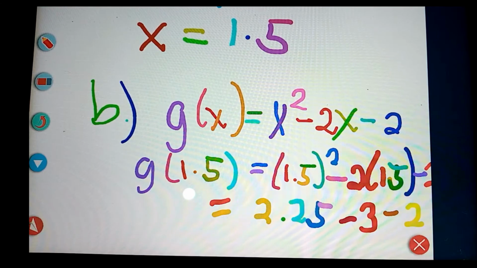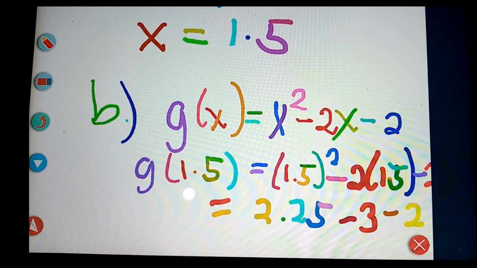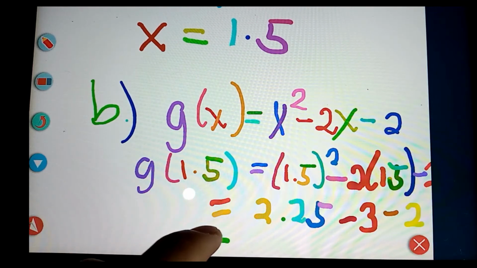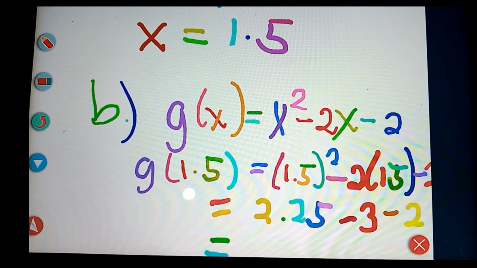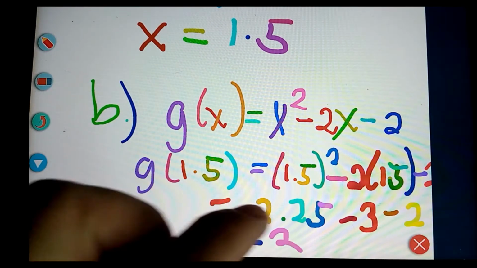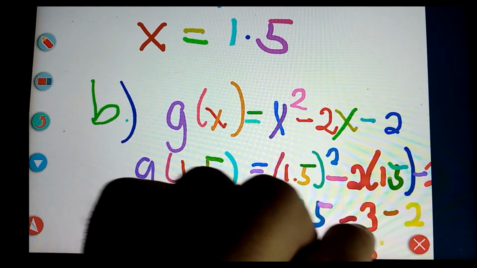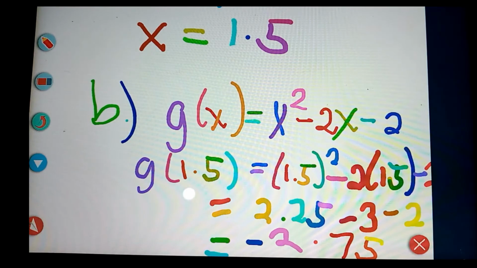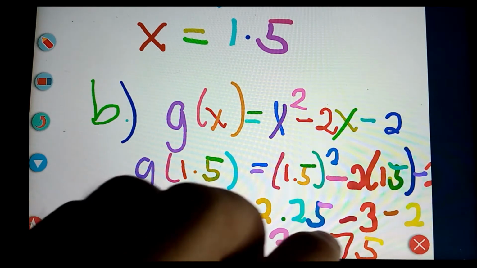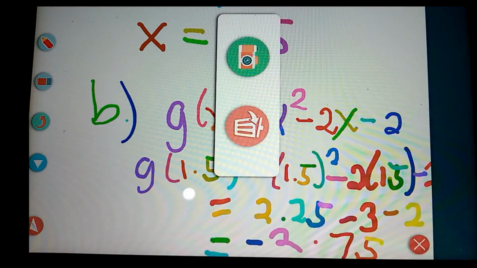So 2.25 minus 3 minus 2 is equal to negative 2.75. So that's the value for g of x. Next example, again we're going to use the value of x as 1.5, for letter C.